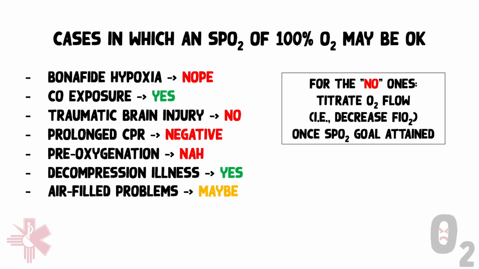Okay, next thing to mention is that sometimes it is fine to give oxygen in high flow up to an SpO2 of 100% and maintain that. So the two reasons we would want to do that would be carbon monoxide exposure or decompression illness. And then there's potentially a use case for those air-filled problems that we just discussed.